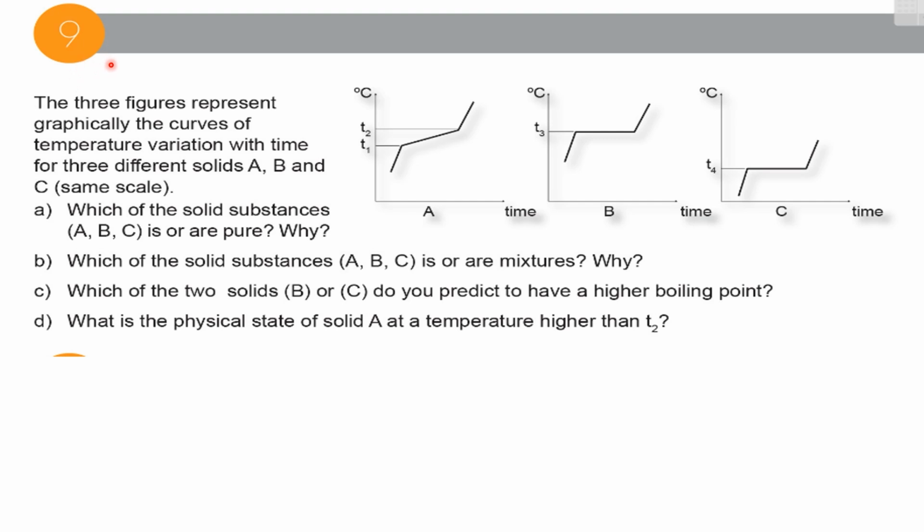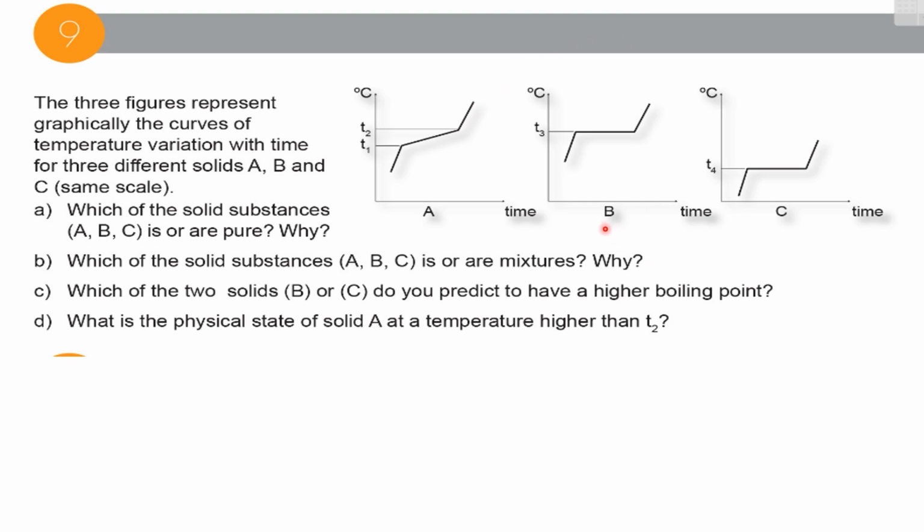Exercise 9, page 23. The three figures represent graphically the curves of temperature variation with time for three different solids, A, B, and C, with the same scale. Which of the solid substances A, B, C is or are pure? Why? Look at curve A. Here we have temperature. The temperature increases to reach T1. Then it continues increasing to reach T2 and it continues increasing after T2.